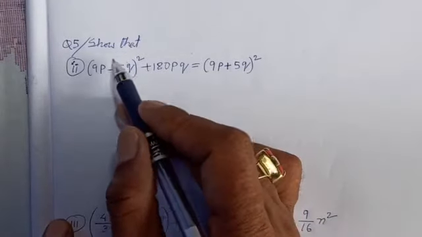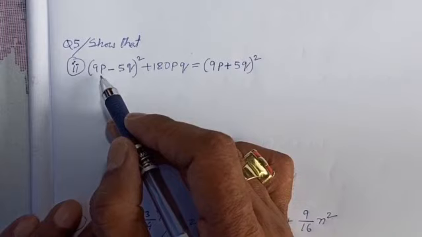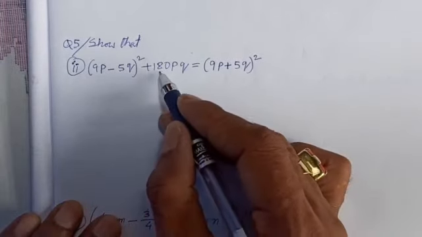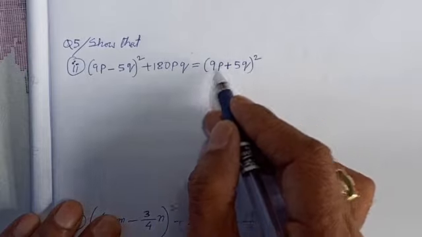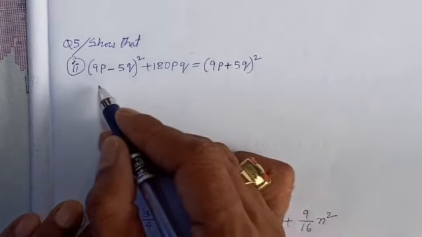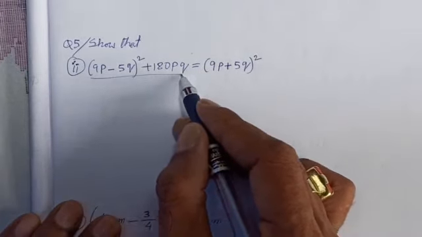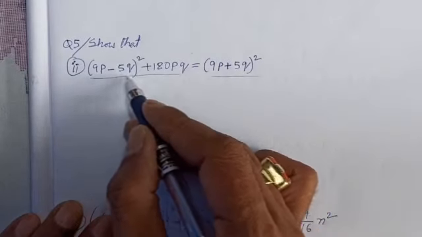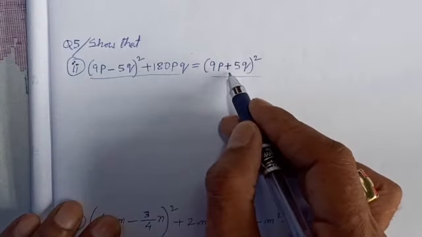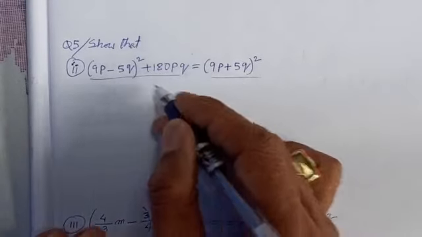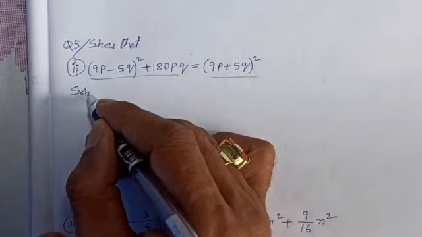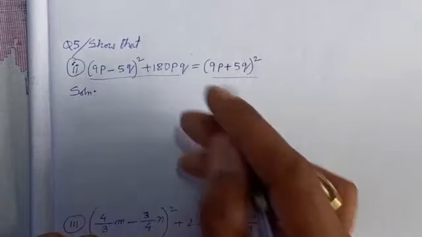So that Roman number 2, 9p minus 5q whole square plus 180pq is equal to 9p plus 5q whole square. Here we are going to show that this is equal to this. This is left hand side and this is right hand side. So we are going to show that left hand side is equal to right hand side. Now solution. So let's start from this left hand side.